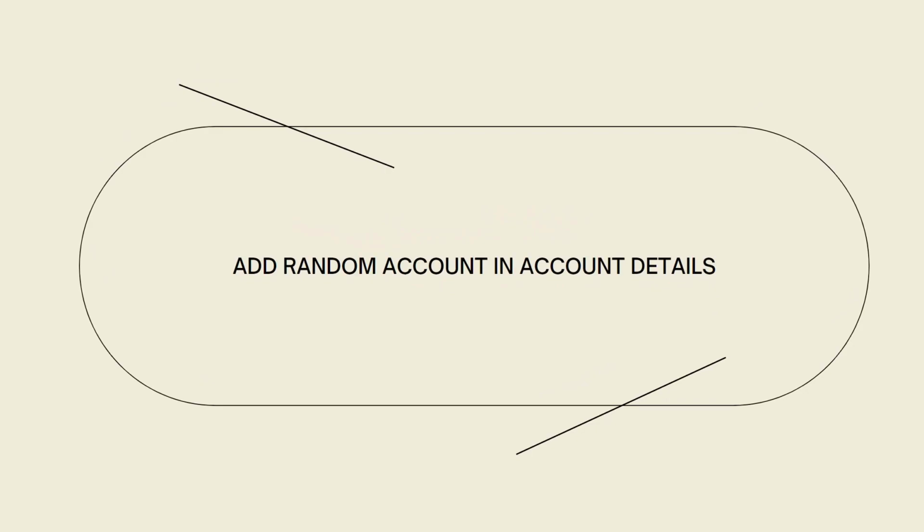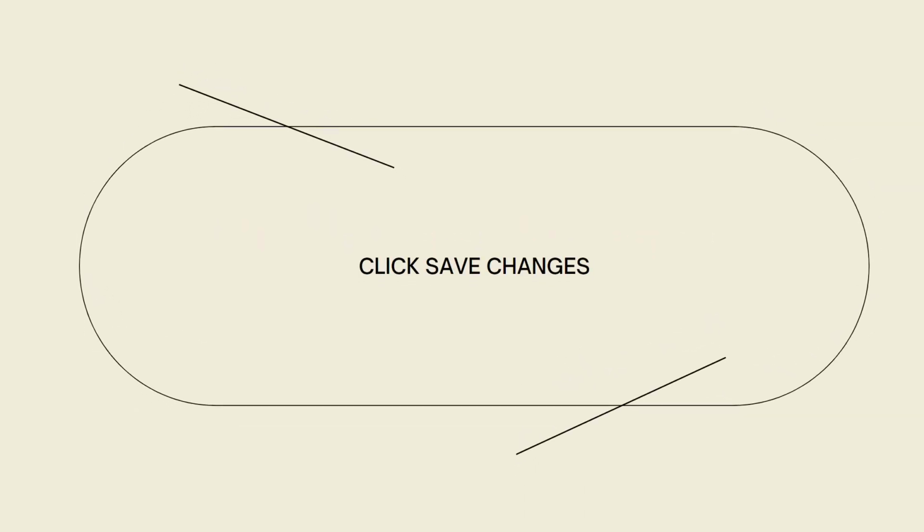Now add a random account in account details. Just go ahead and add a random account number, because this is just a test. Once you've done that, click on the Save Changes button at the lower part of your screen. Let me give you a minute to set up or add a random account in account details.